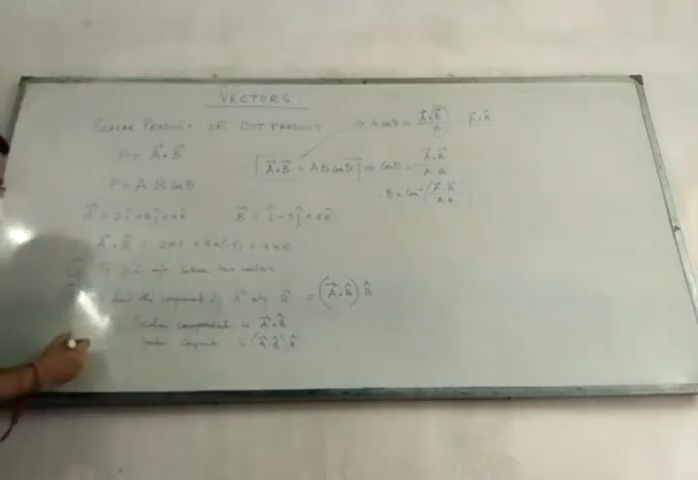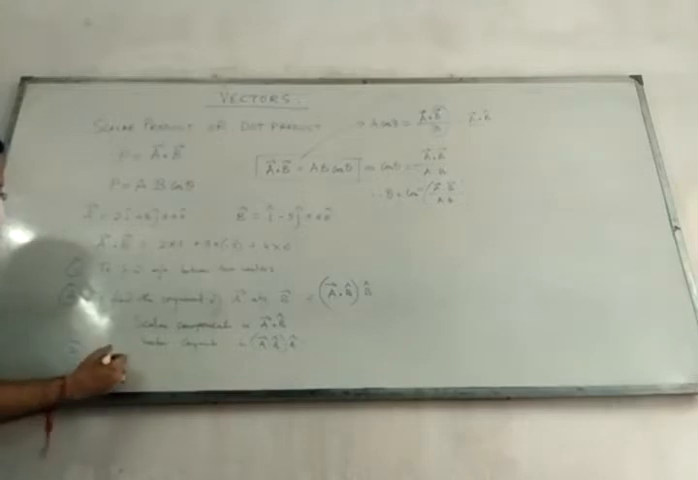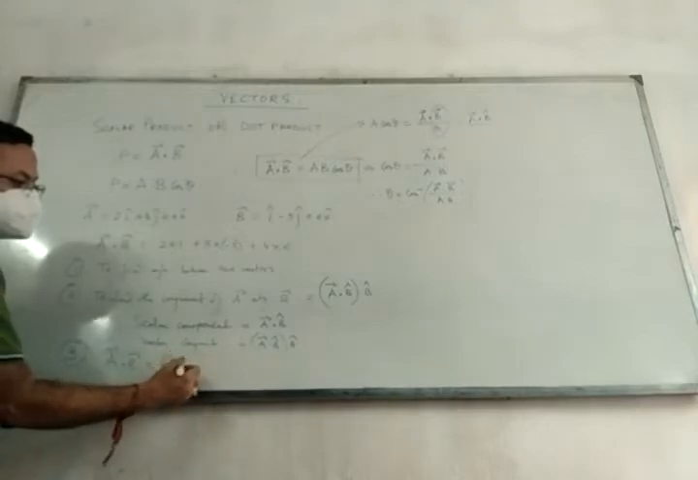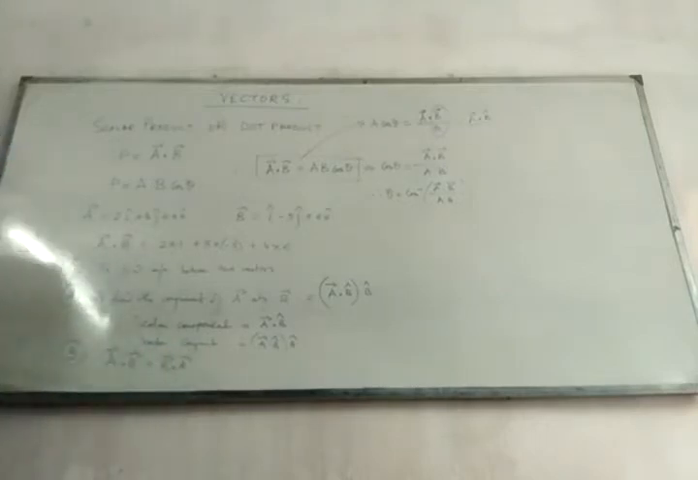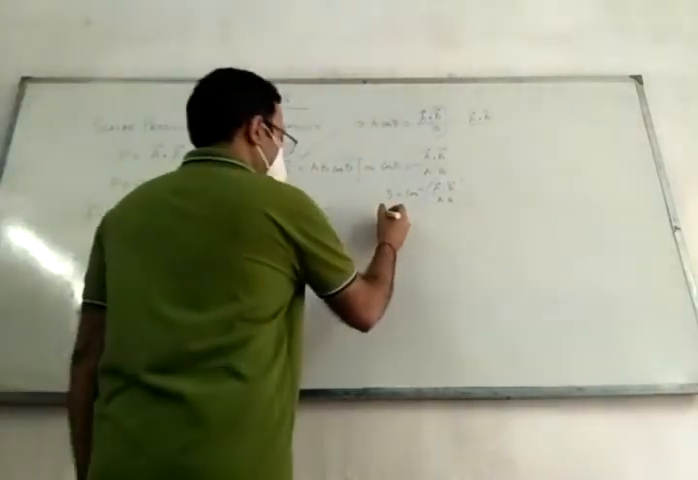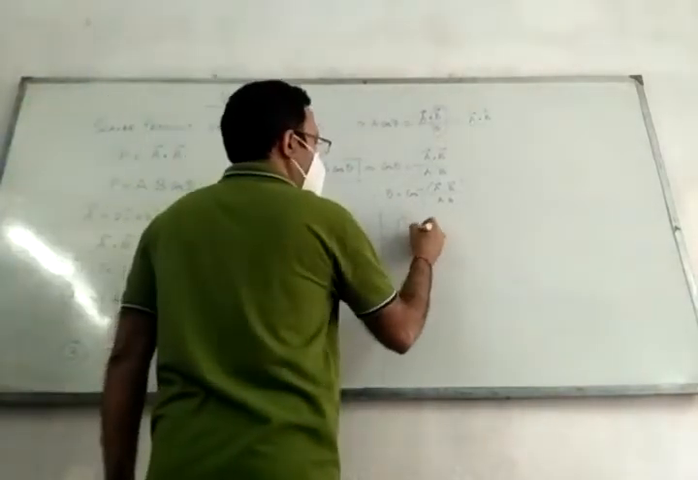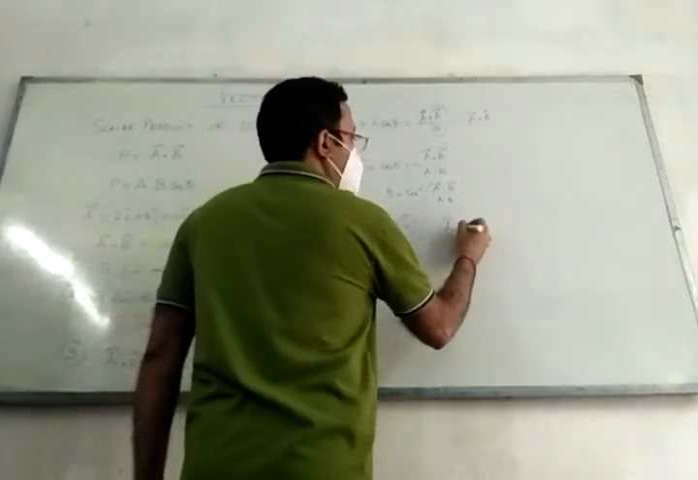Here I came to say that they are commutative, meaning A dot B is equal to B dot A. Doesn't matter, you do A dot B or B dot A, you get the same thing. It is always AB cos theta. Clear? Now, one important thing. Property 4. If you do A dot A, what do you get?